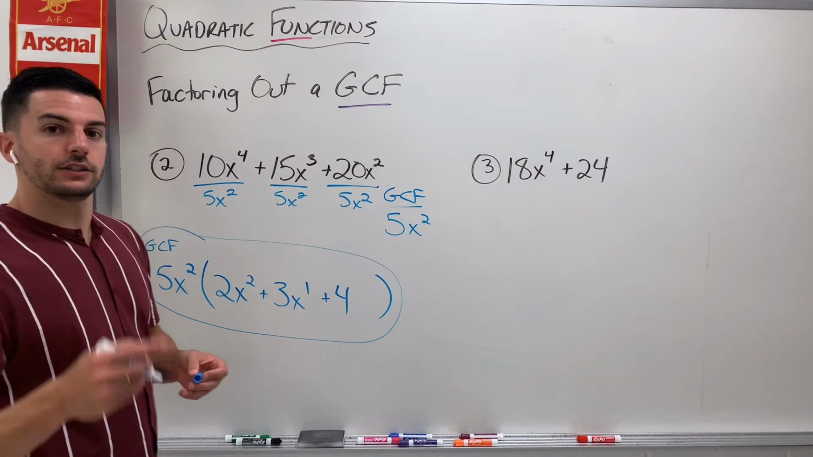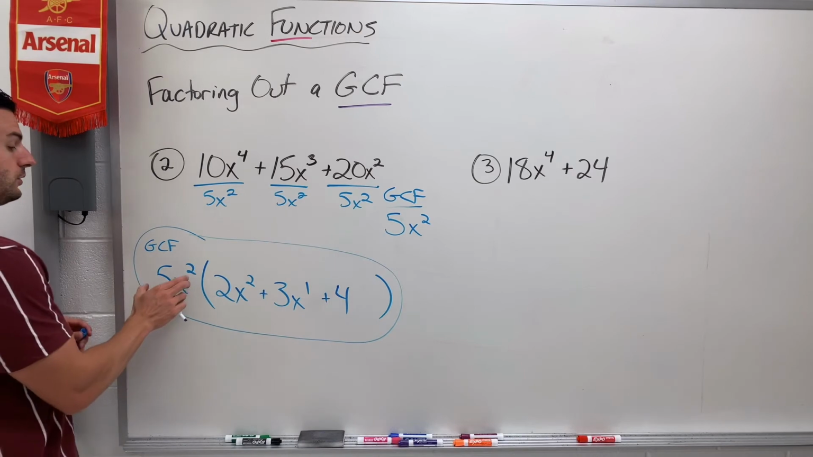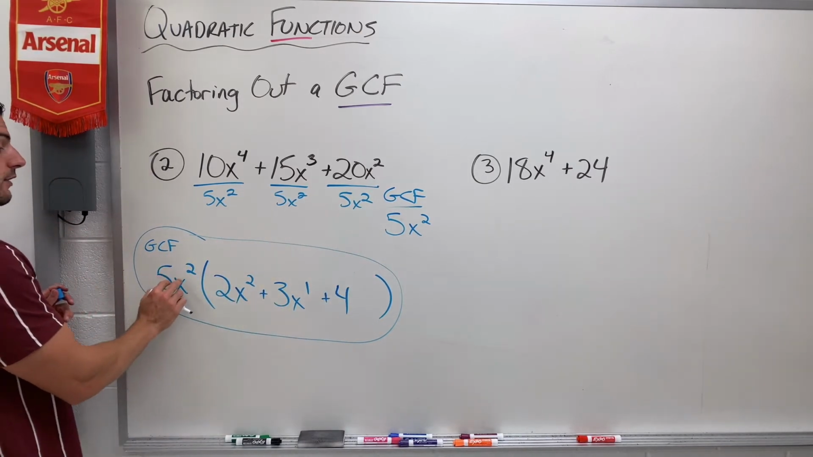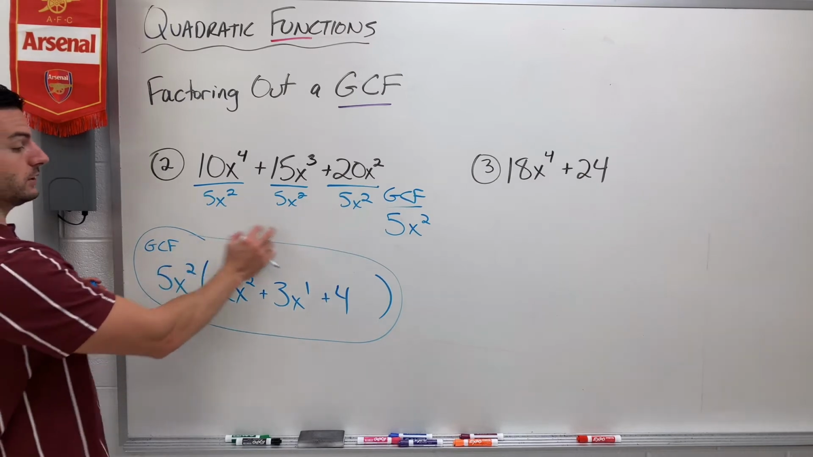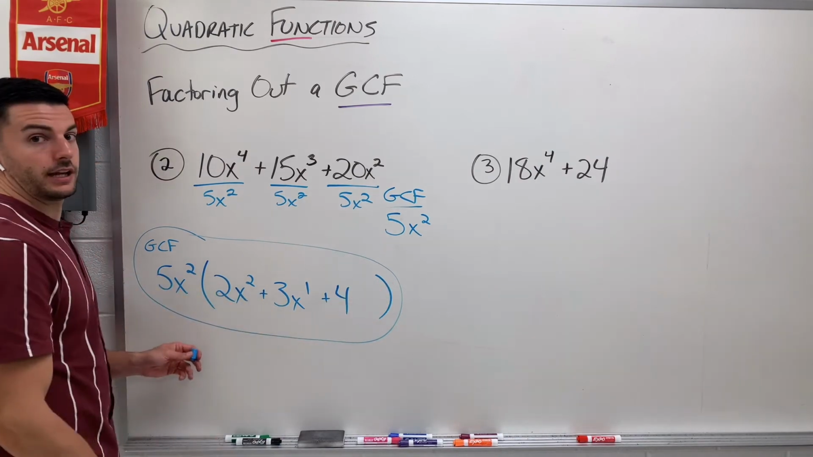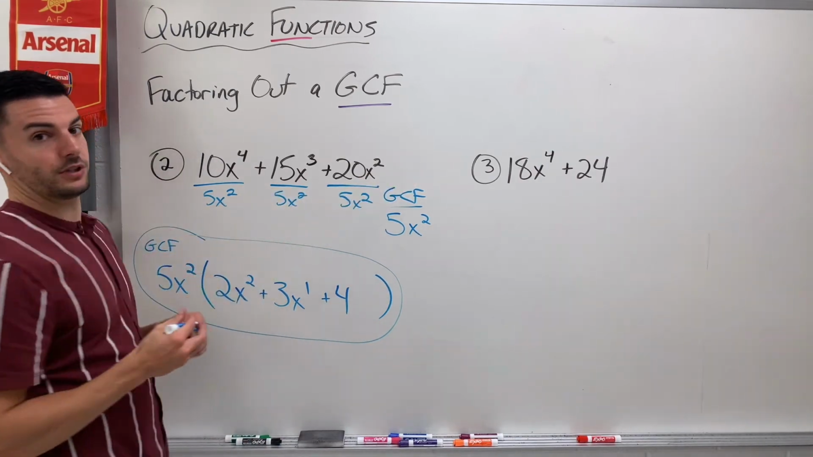And again, how do you check your answer? You might already know. If you want to check your answer, you can redistribute that 5x squared, right? You can do 5x squared times 2x squared, 5x squared times 3x to the 1st, 5x squared times 4. And when you distribute it again, you should end up right where you started.